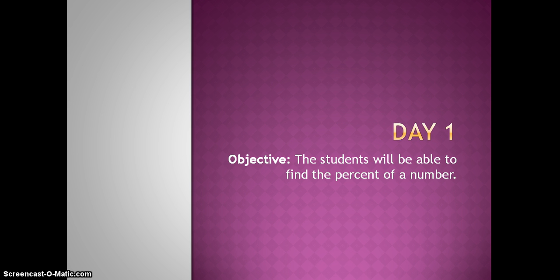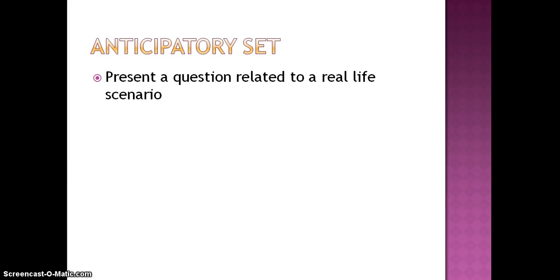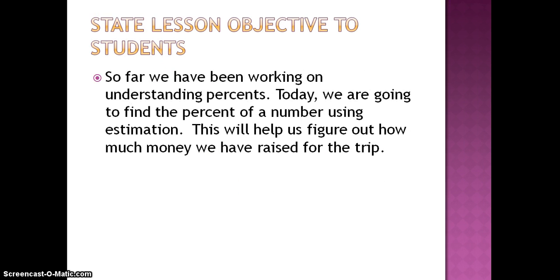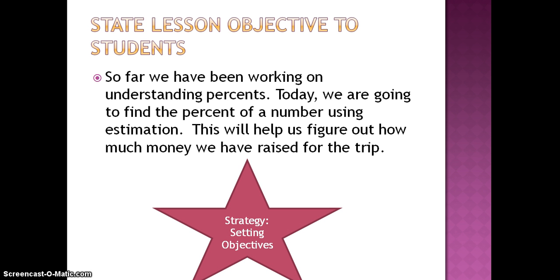On day one, the objective is the students will be able to find the percent of a number. During the anticipatory set, I will present a question related to a real-life scenario involving raising money for a class trip to Washington, D.C. I will say that we have raised 75% of the $12,000 needed for the trip and ask the students how much money we have raised so far. Then I will state the lesson objective to the students. This is using the strategy of setting objectives.